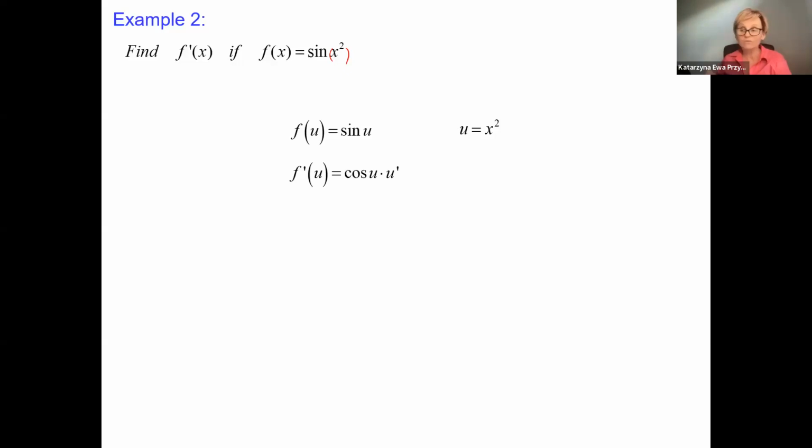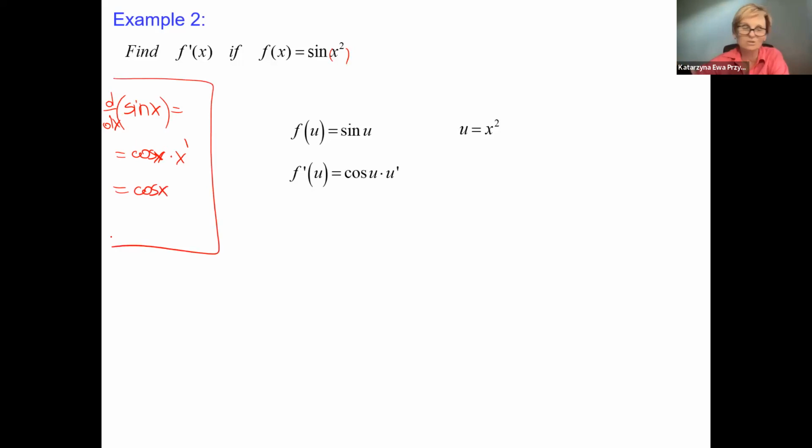If this is sine of x, the derivative with respect to x, of course, we will say cosine of x. But if I am not sure, I can still think times the derivative of x, but the derivative of x is 1. That means I can even use the chain rule for a basic variable. This is the chain: times the derivative of the inner quantity. That means cosine of u times u prime. And u is x squared.